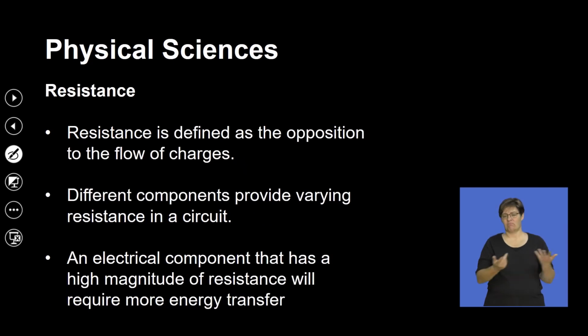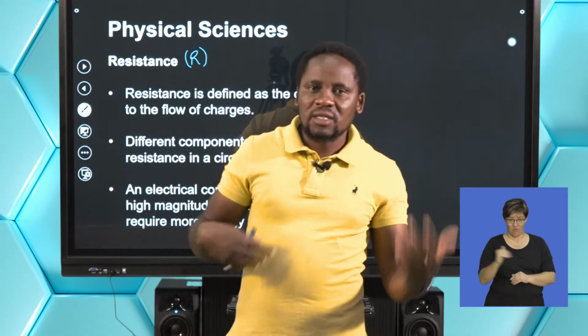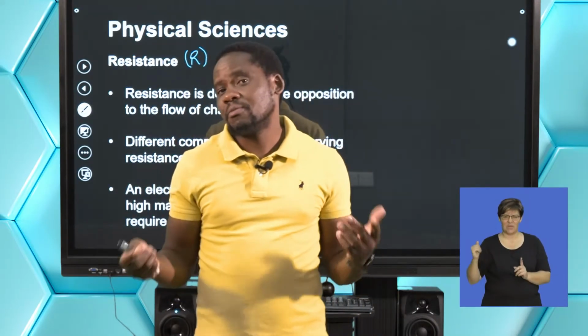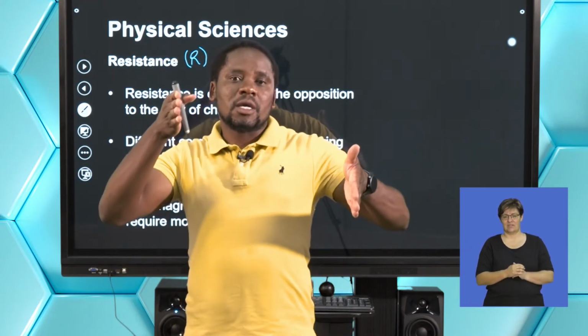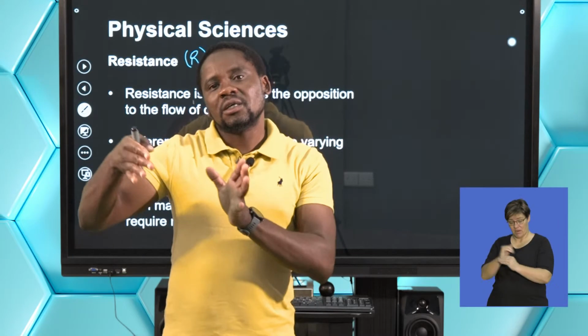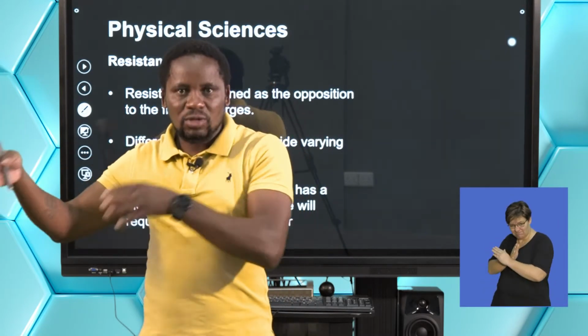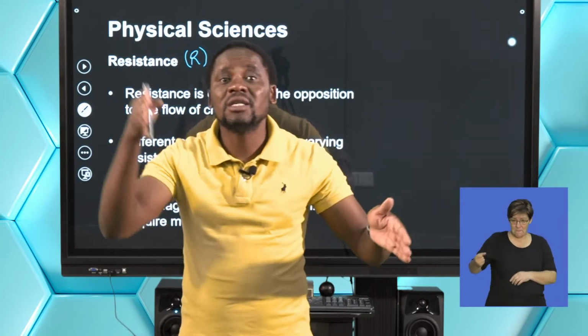Now let's look at resistance as a concept. The symbol for resistance is capital letter R for now. Resistance is defined as the opposition to the flow of charges. Flow of charges is something we are all too familiar with at this point in time. We would say a resistor offers resistance to current. So the flowing charge is actually the current.